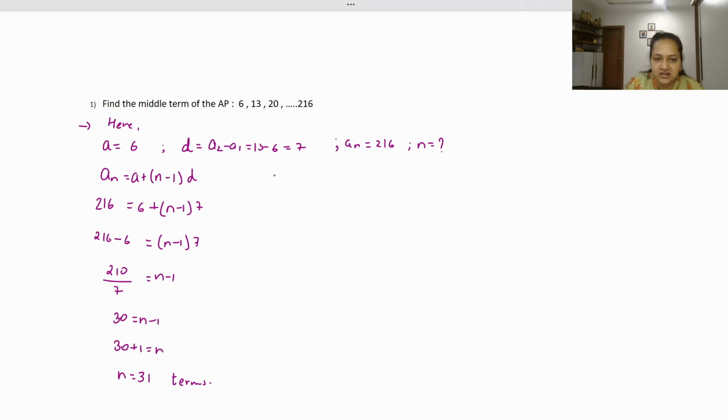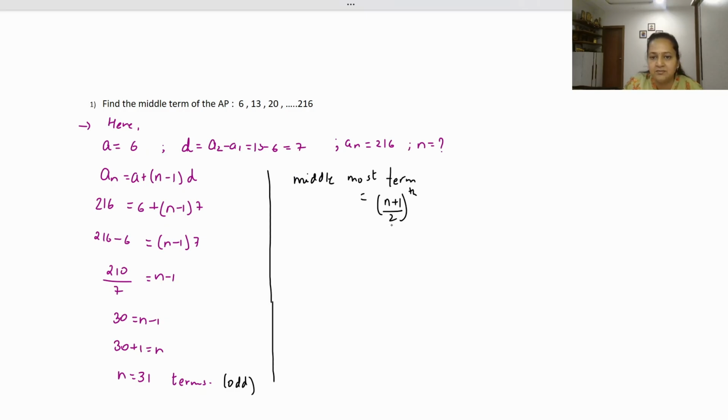Now these 31 terms, 31 is an odd number, children. If you remember last year when we did statistics, if n is odd, then the middlemost term means median. Here we can say n is odd. When n is odd, the middlemost term would be the n plus 1 by 2th observation, or in this case, more than observation, we can say term. The apt word would be term. N plus 1 by 2 term. That is 31 plus 1 by 2, 32 by 2, which is the 16th term.